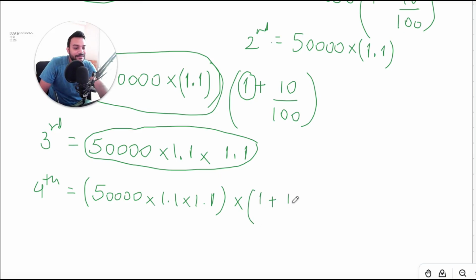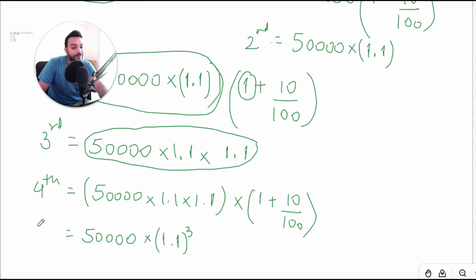1 plus 10 over 100. Again, a 10% increase on the third year value. This adds another 1.1 to the multiplication. So 50,000 times 1.1 cubed. Now we're talking. So this is where we arrive. For the fourth year, it's 50,000 times 1.1 cubed.